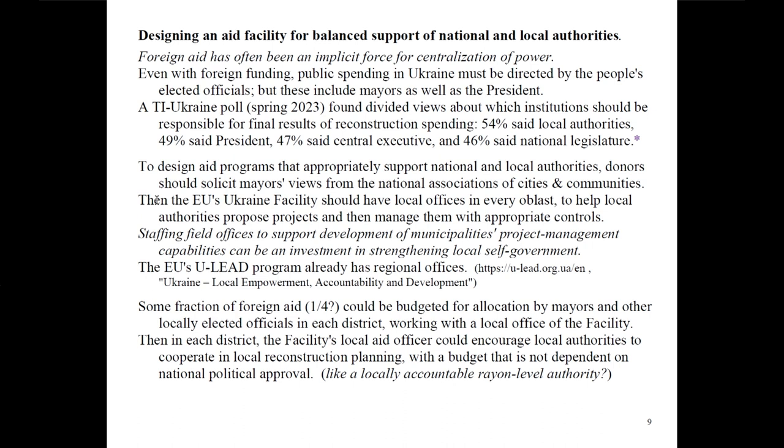And then a local aid officer working out of the facility's local office could work with the mayors in each district to try to work out a plan. The aid officer could encourage the local mayors to cooperate in developing a joint plan for local reconstruction in their district, or they could just figure out reasonable ways to divide it up among projects proposed by the various municipalities. The key is that the budget should not be dependent on national political approval, because remember, a soft budget constraint means it's ultimately up to central control.